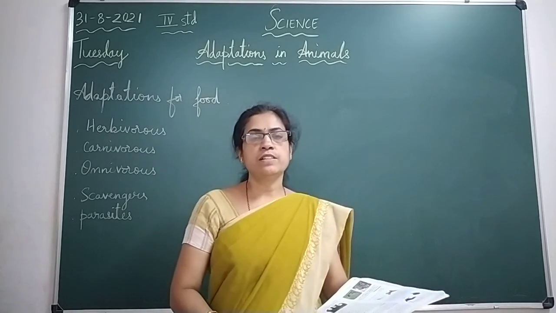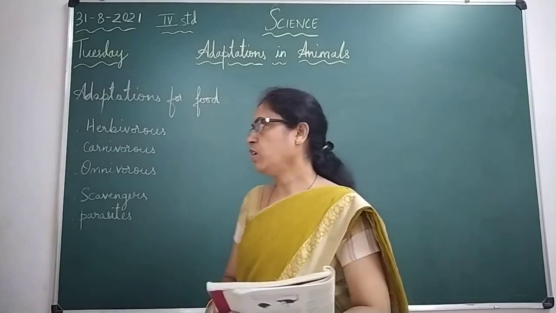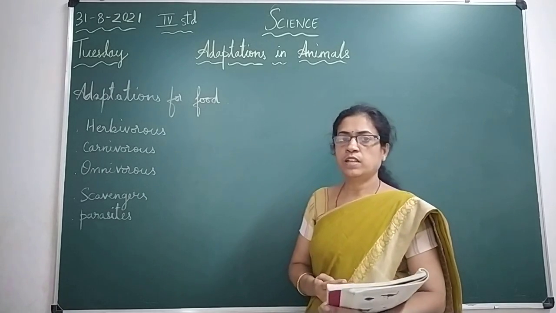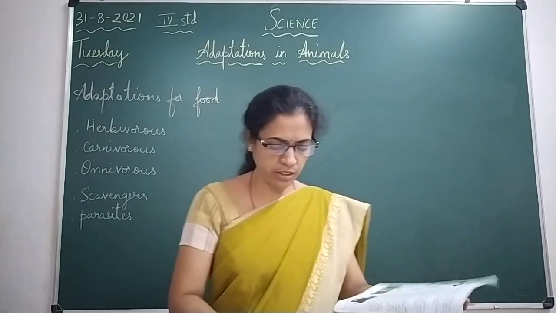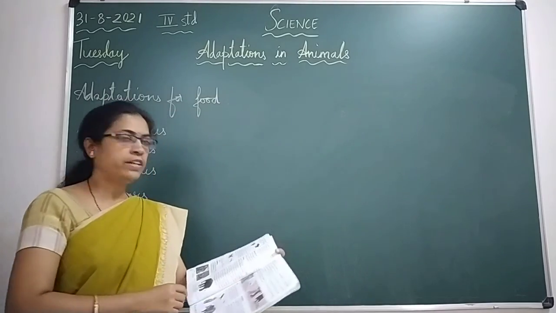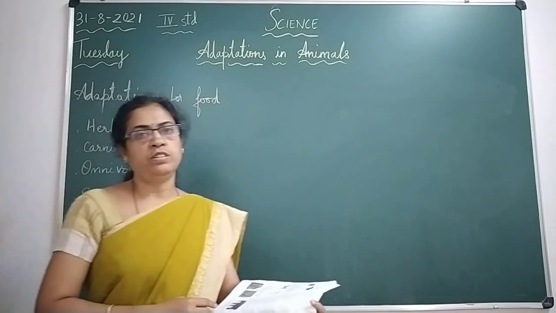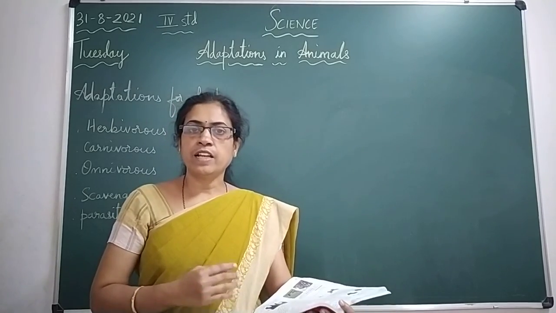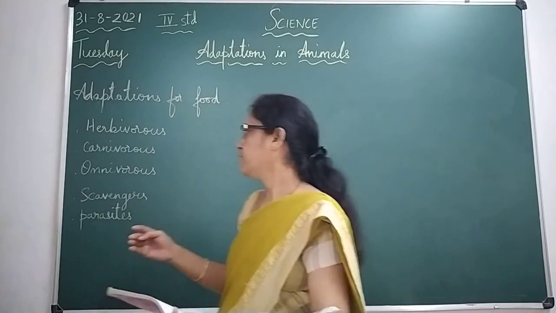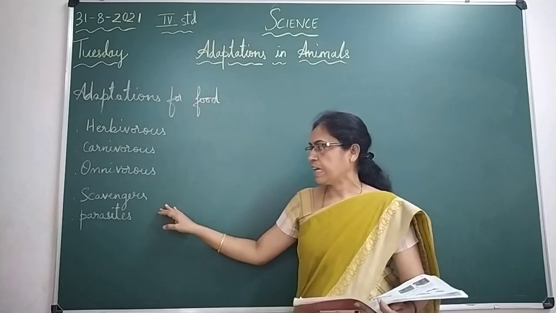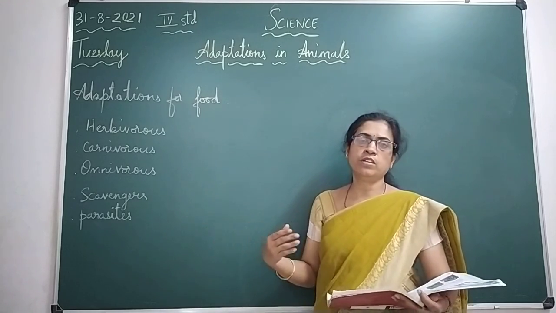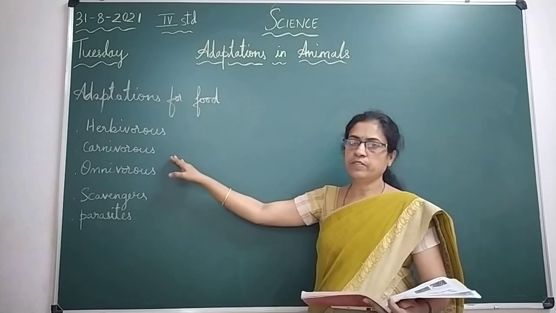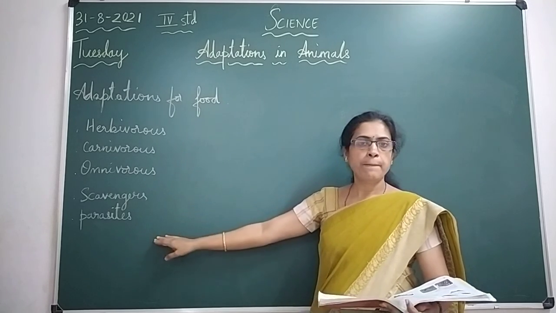Animals. So let us today learn about adaptations for food. So how do different animals adapt themselves for food? Let us learn about the children. Turn to page number 30. So children, different animals eat different types of food, isn't it? Different animals eat different types of food, and according to their food habits, they can be classified as herbivorous, carnivorous, omnivorous, scavengers and parasites.